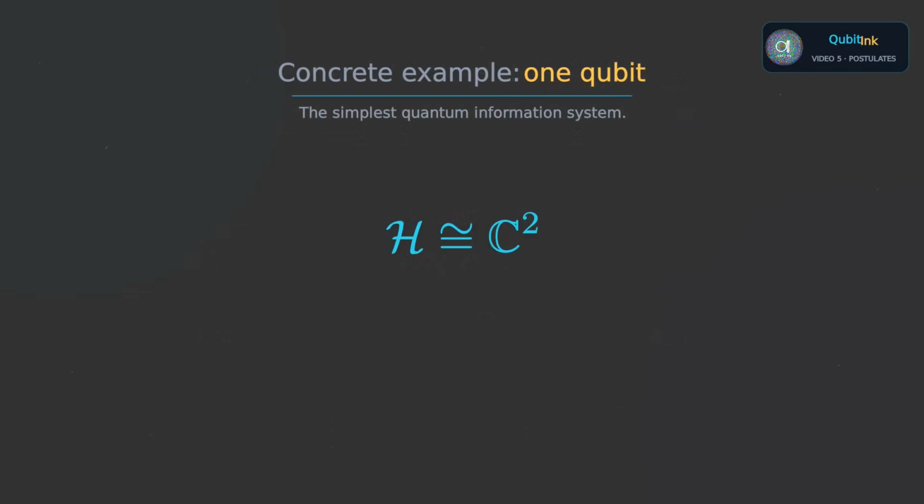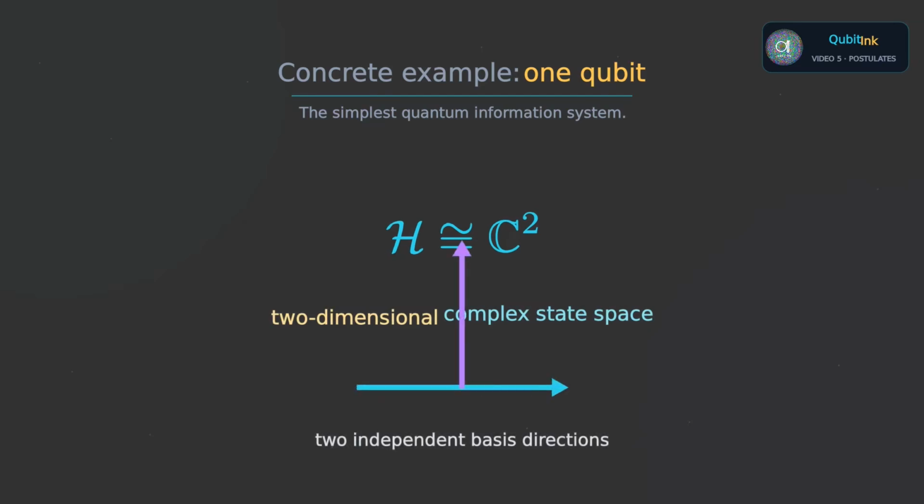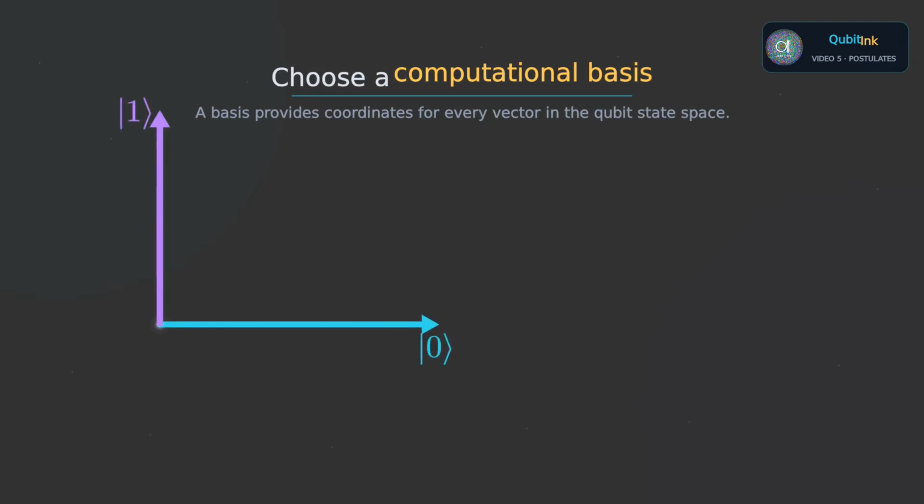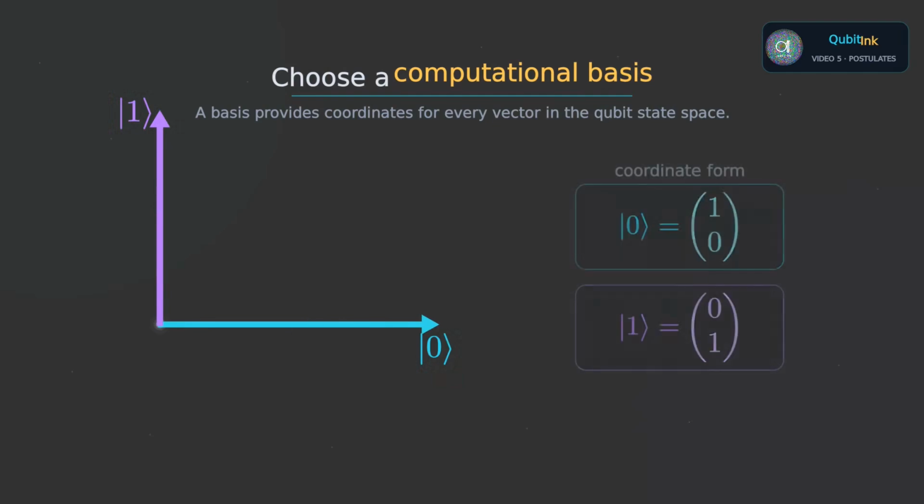Now let us make this concrete with the simplest system we care about in quantum computing, one qubit. A single qubit has a two-dimensional complex state space. That means we need two independent basis directions to describe any vector in the space. To describe those vectors, we choose a basis. The standard choice in quantum computing is the computational basis, with the two basis states 0 and 1. In coordinate form, these are simply the two standard coordinate directions. The 0 state points entirely along the first basis direction, while the 1 state points entirely along the second.